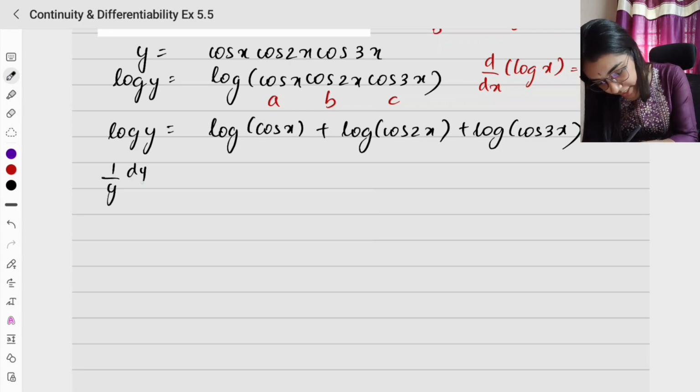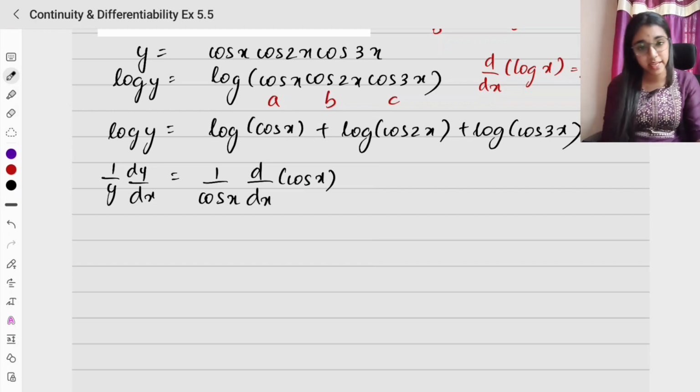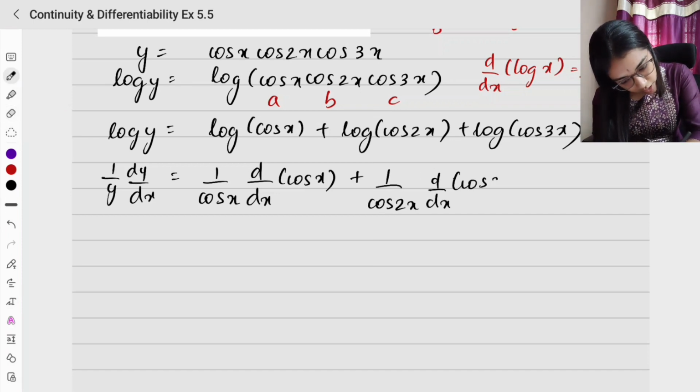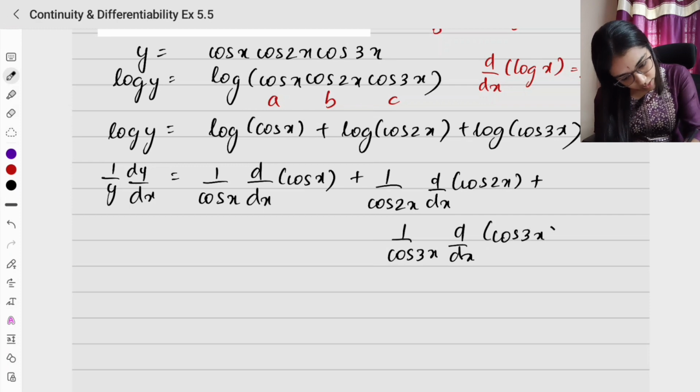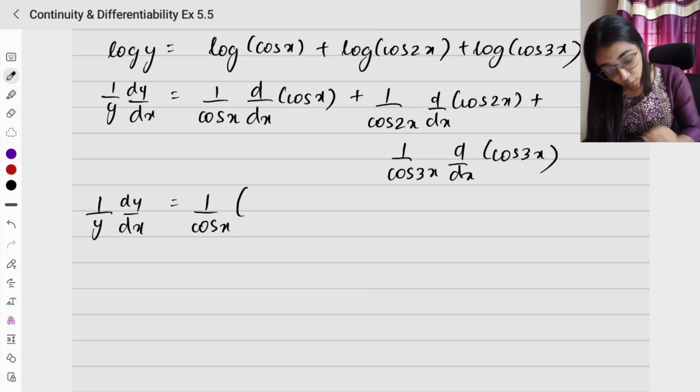1 by y dy by dx is equal to 1 by cos x times d by dx of cos x, correct? This is not simply x, it is some function of x, so you have to differentiate cos x also. Plus 1 by cos 2x times d by dx of cos 2x, correct? You have to differentiate the particular function. Plus the third term, 1 by cos 3x d by dx of cos 3x. Okay, so now on this side 1 by y dy by dx, and on the RHS, 1 by cos x stays the same. What do I have inside the bracket?